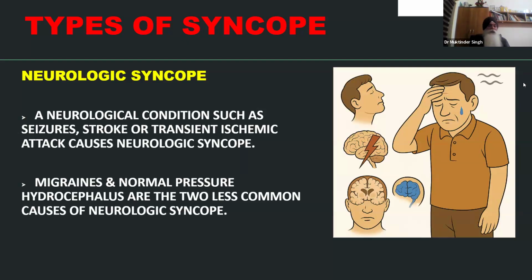That sudden cause sets off a panic button in our system. And migraine and normal pressure hydrocephalus are two less common causes of neurological syncope. In migraine, sometimes some people faint, or while there is hydrocephalus, the brain is under pressure, as in glaucoma or some visual disturbances.